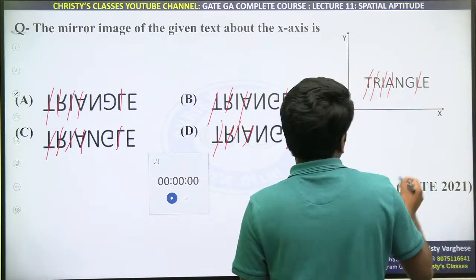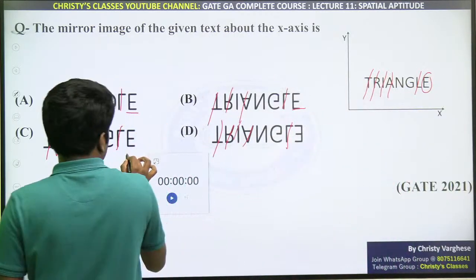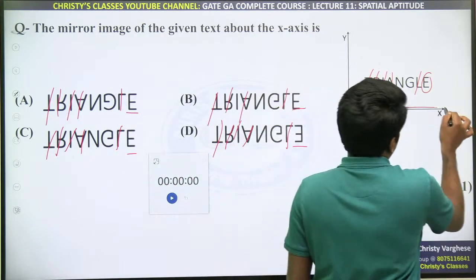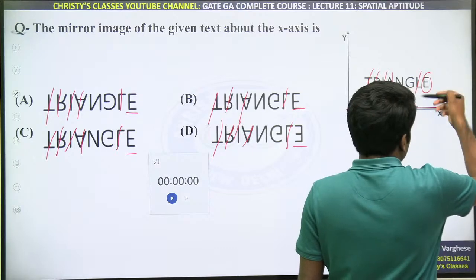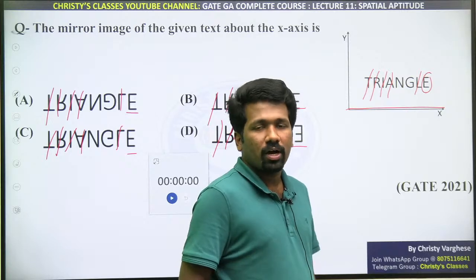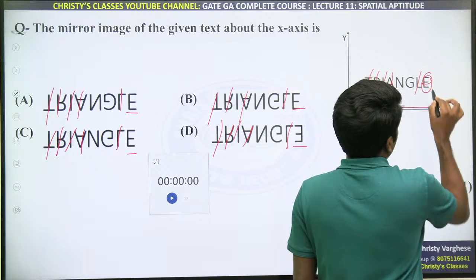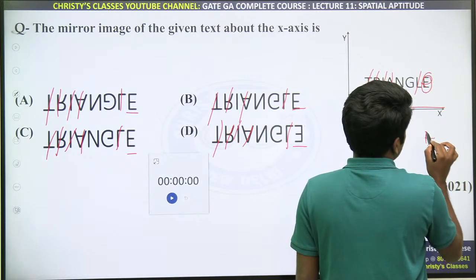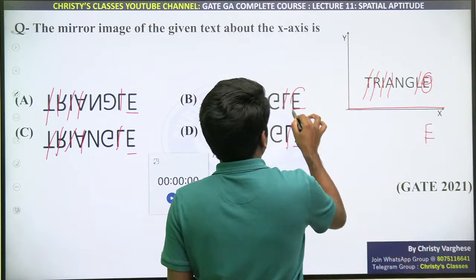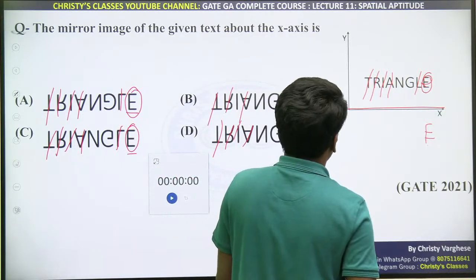First, let us start with E. First of all, look at all four options. Three options are identical, and this option is different. I told you, if you are keeping a mirror here, the only flipping happening is in this direction, which is vertical flipping only. Vertical flipping means the top part will come to the bottom and the bottom part will go to the top. That means E will look identical to E itself, as the line lengths are all the same.